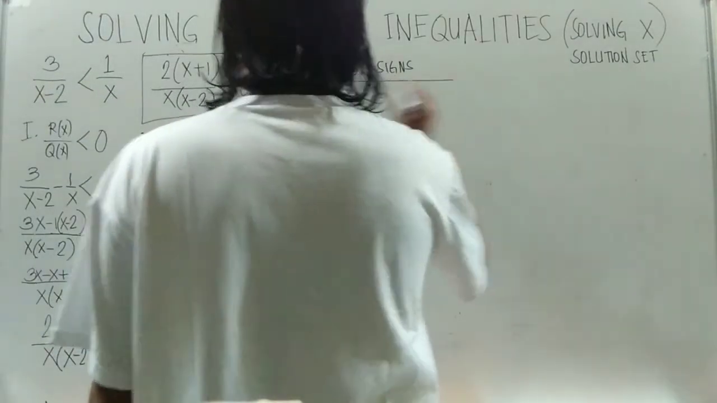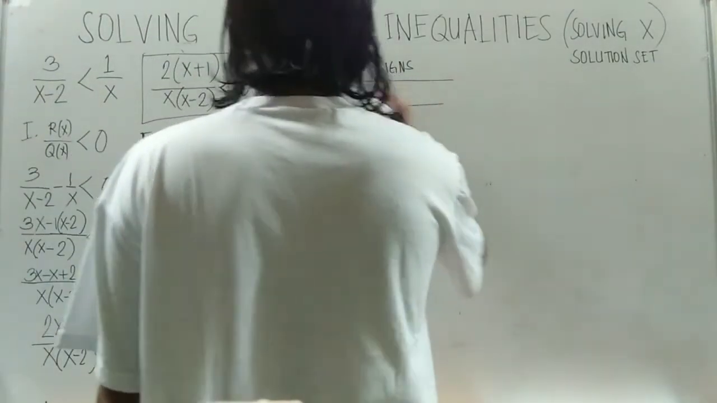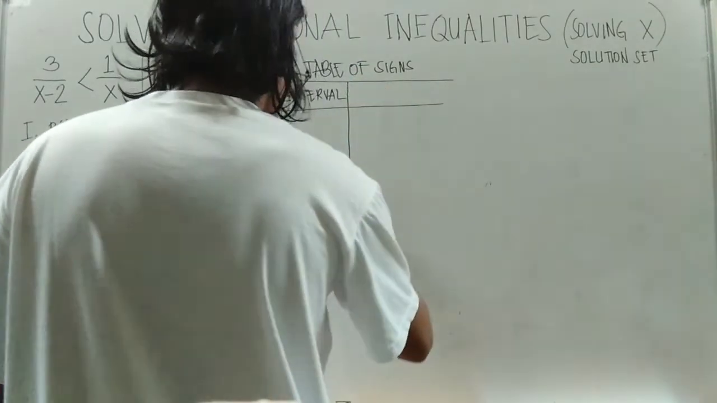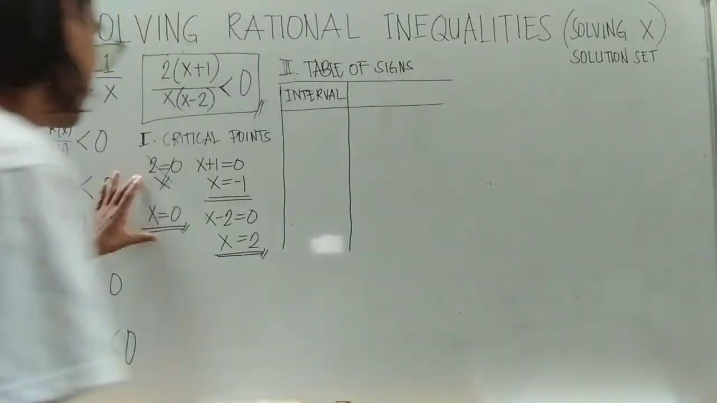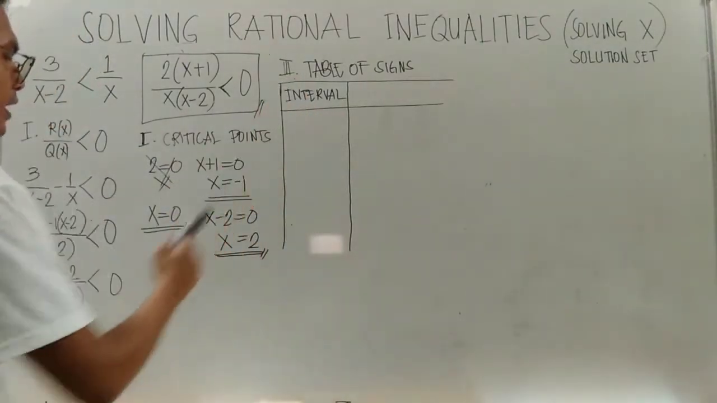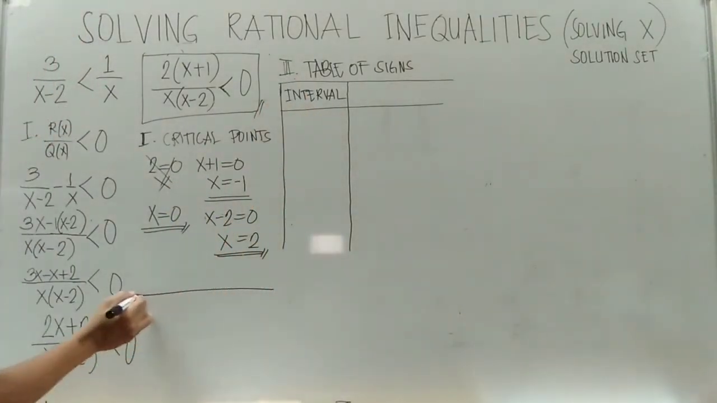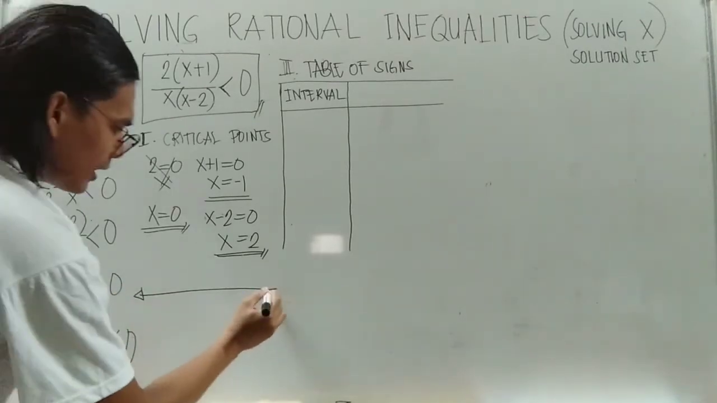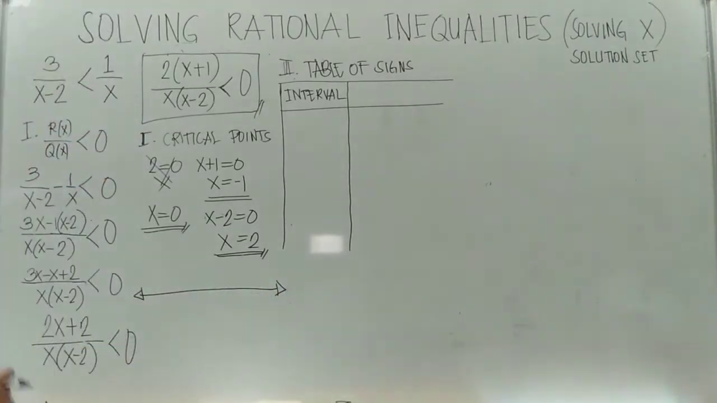So making your table will depend on the number of intervals you have. The number of intervals you will have will depend on the number of critical values or critical points. So let us visualize the critical values and the intervals using a number line.